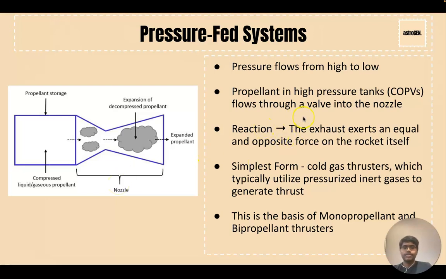Once again, this reaction exerts an equal and opposite force on the rocket itself. That's the action-reaction pair that we were talking about in the previous lecture. And this is the basis of most monopropellant and bipropellant thrusters, which we'll get into in a minute.